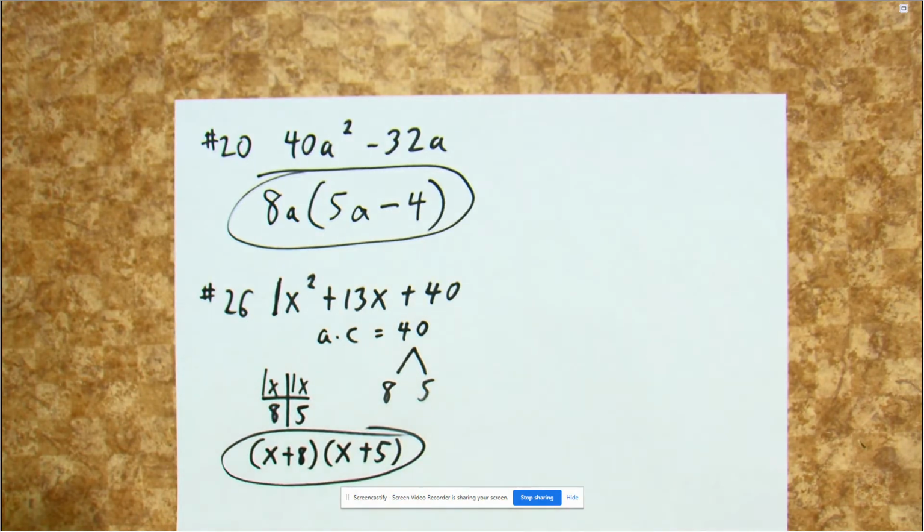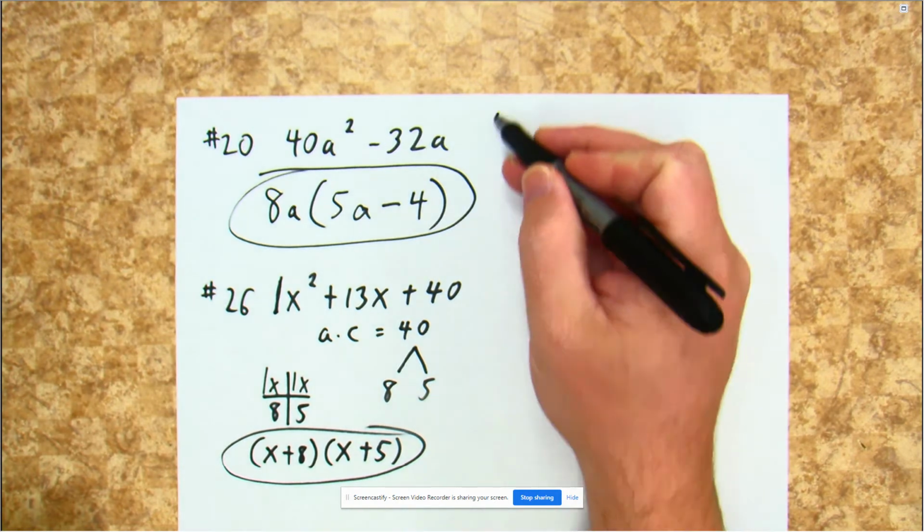Now, for numbers 20, 26, and 29, all the problem wanted you to do was factor. You did not have to solve these problems. The directions just said to factor. Not to mention they were not equations. They were just expressions.